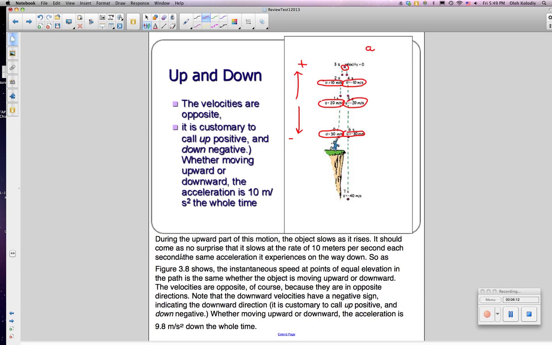Now, during all this time, the acceleration is, in fact, that number that we call g. Or to be exact, it's minus 9.8 meters per second squared.